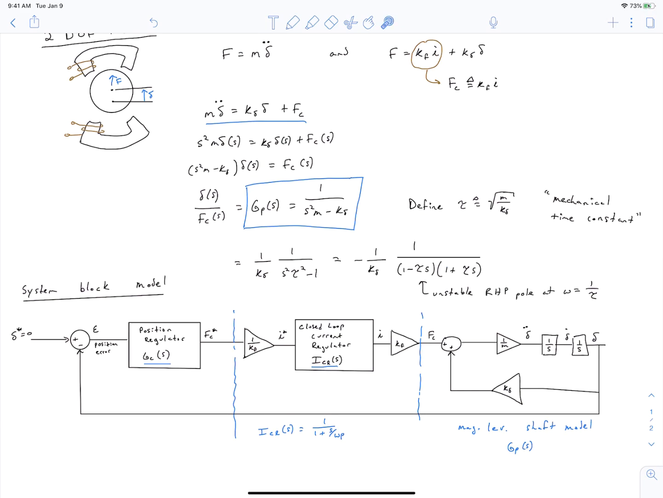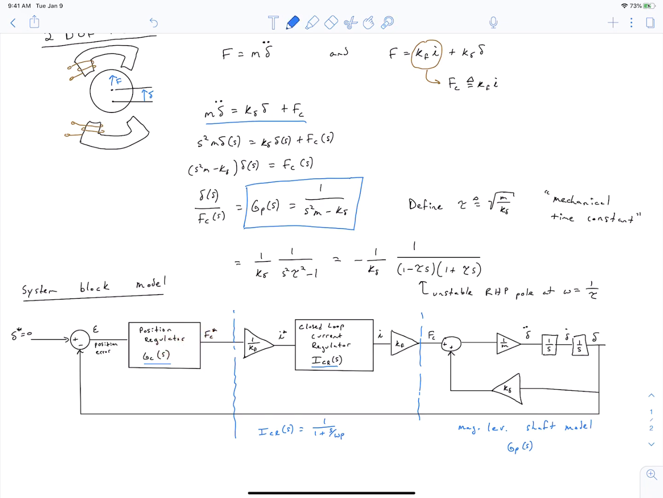Okay, so what we've done here is we're showing, going from left to right, that we've got a reference position for our shaft to reside in, and we assume that that is at delta equals 0, so that is that we want our shaft to always be centered. We compare that to a measurement of our shaft's position, and we calculate the position error. We feed that error into a regulator, which we're just having be a black box right now. We're going to fill in the details of that black box later in this video. That regulator generates a force reference.